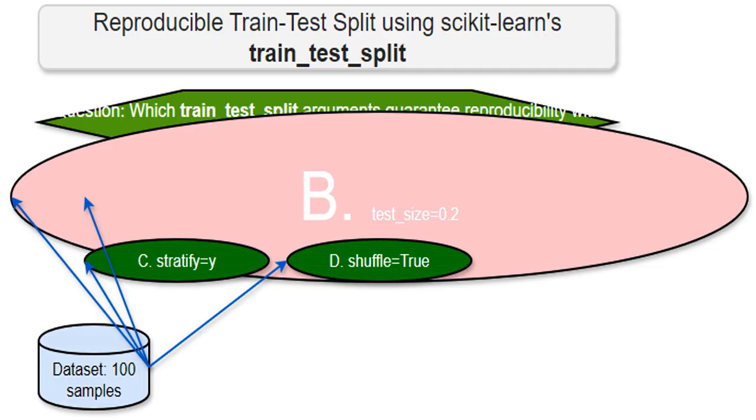The stratify argument ensures that the proportion of different categories in your target variable, y, is maintained in both your training and testing sets. For example, if your target variable has 60% positive examples and 40% negative examples, it keeps that ratio in both parts of the split. While it doesn't directly control the randomness of the split selection, it becomes reproducible when used with random_state.